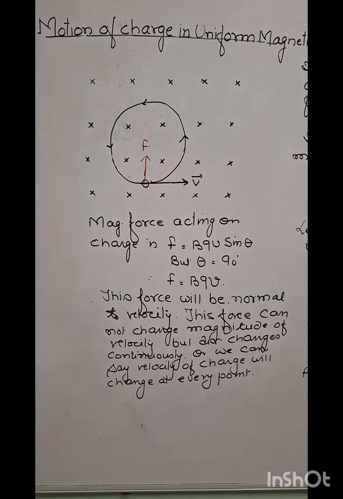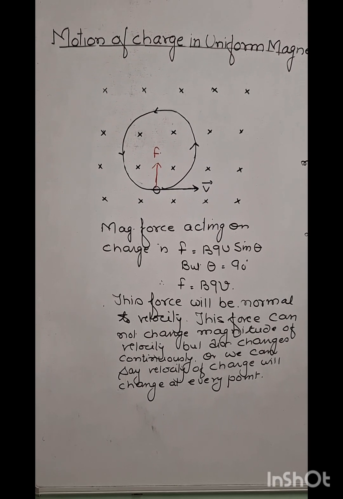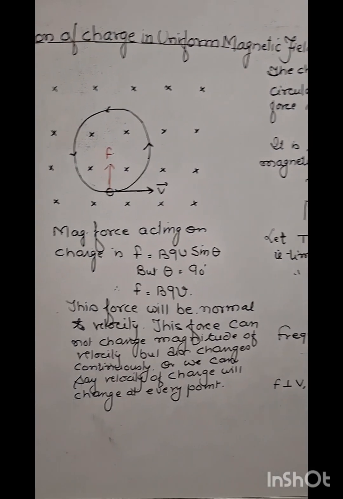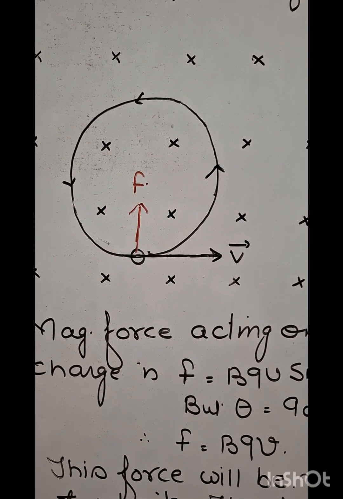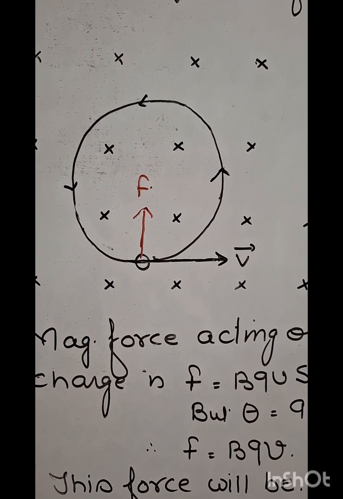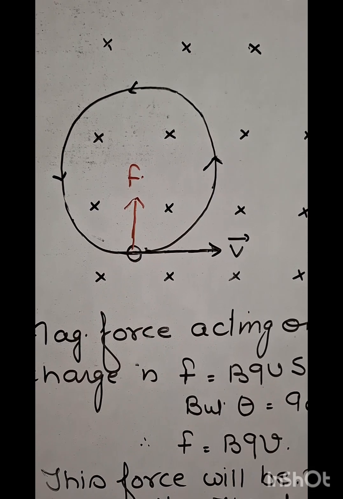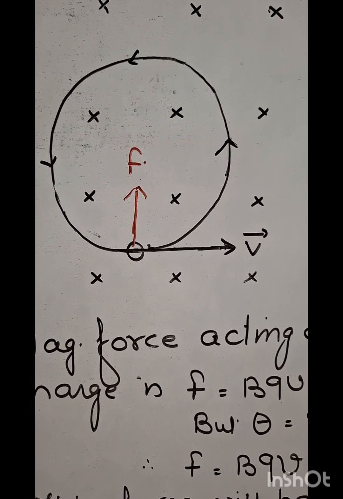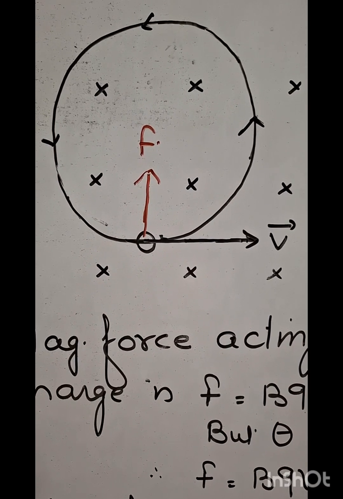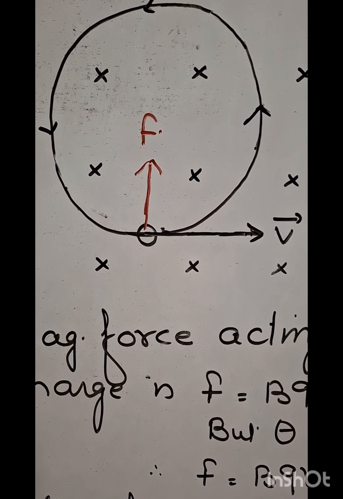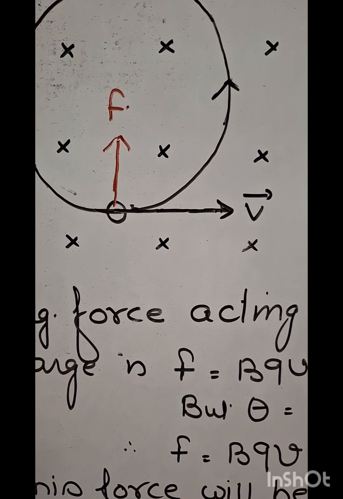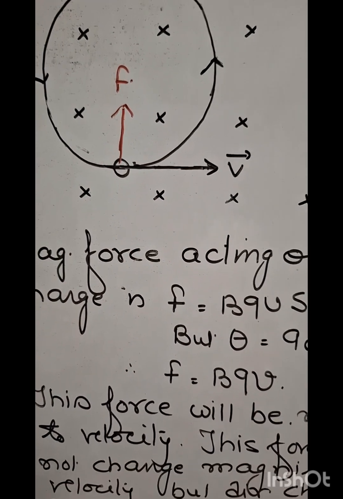Students, today we shall study motion of a charge in uniform magnetic field. Let us consider a charge Q enters a uniform magnetic field B with velocity v. Magnetic field is applied normal to plane of paper inward, shown by cross. So the force acting on the charge will be normal to the direction of velocity, that is towards center. The force is perpendicular to velocity.